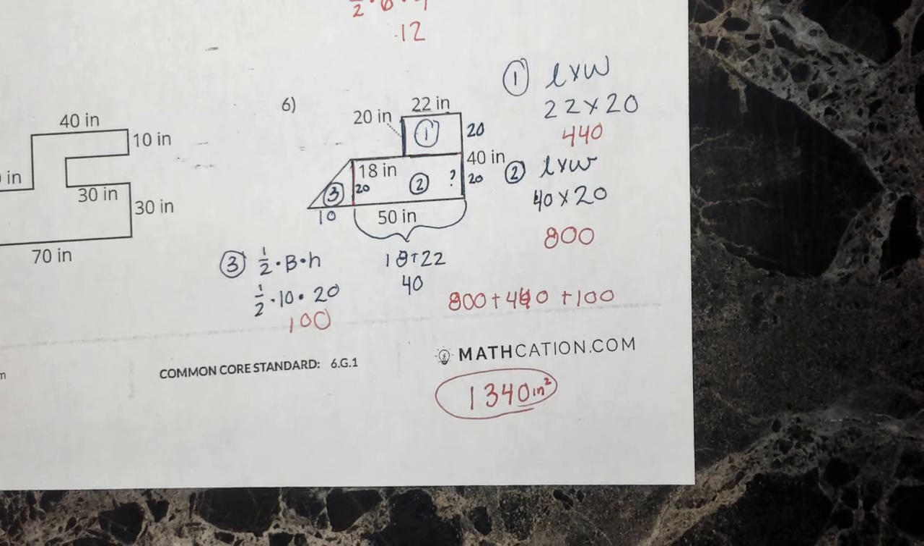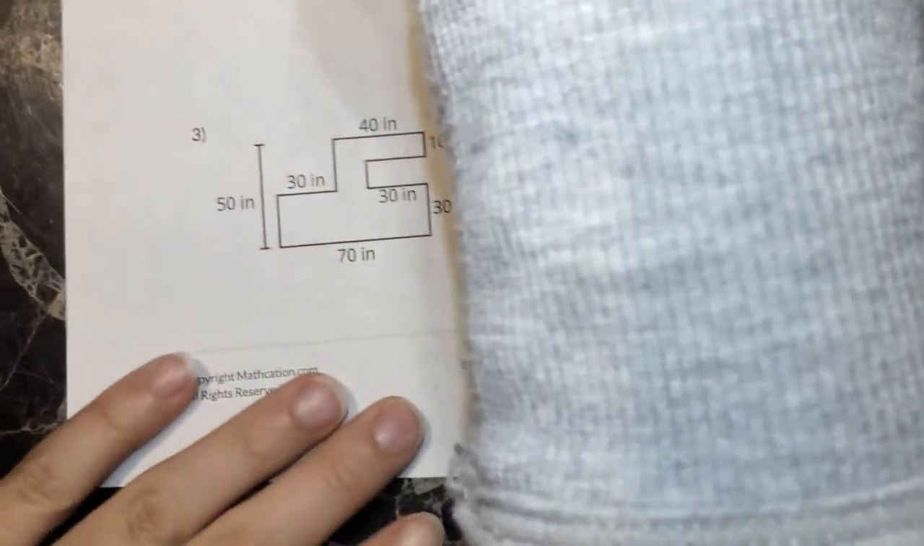Alright, I'm going to have you try 2, 3, and 4. We're going to look at 3 real quick because that is the most challenging one. The other ones, I want you to find the dimensions on your own. We're going to look at number 3.